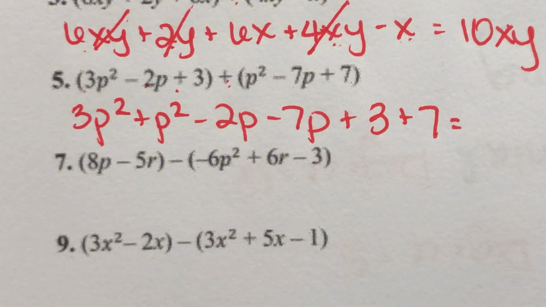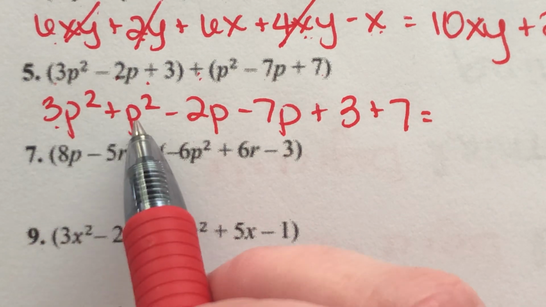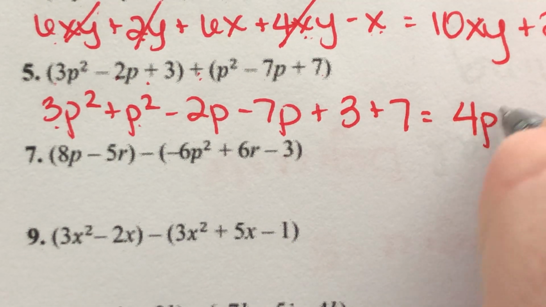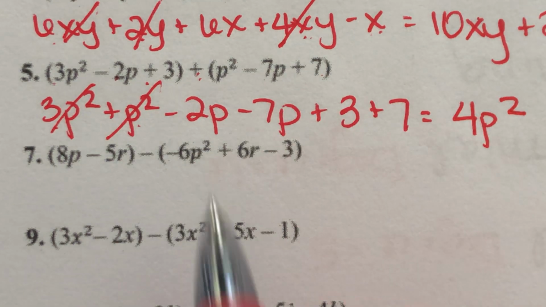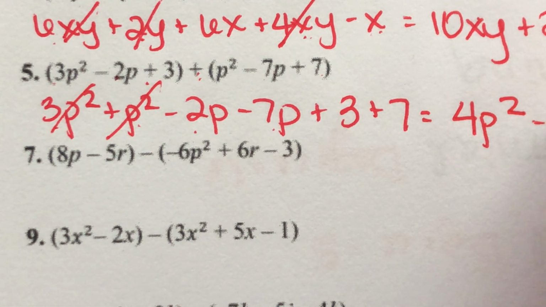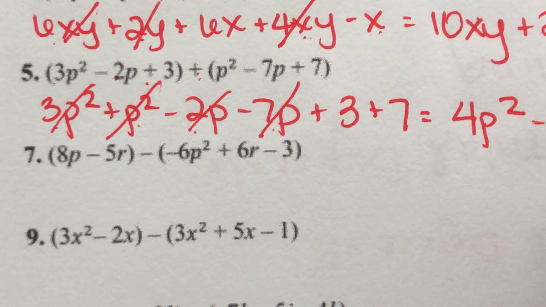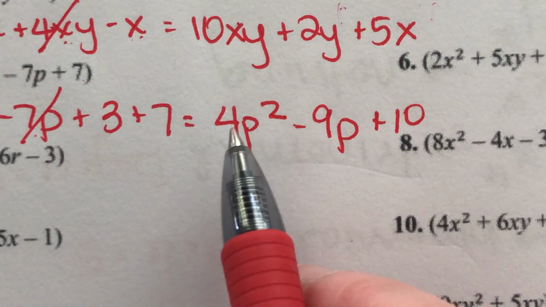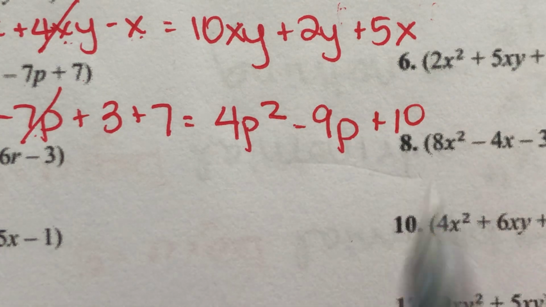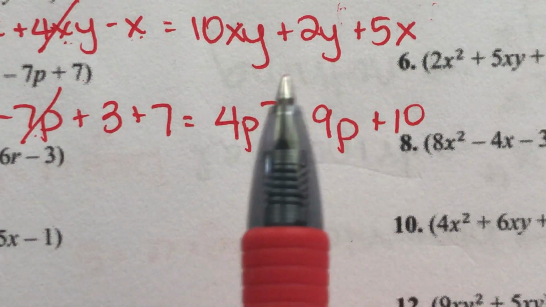So if I go ahead and combine all those like terms, 3p squared plus p squared is 4p squared. Negative 2 minus 7 is negative 9p. And 3 plus 7 is 10. So this would be my answer here. Just combining like terms. That's all we're doing.